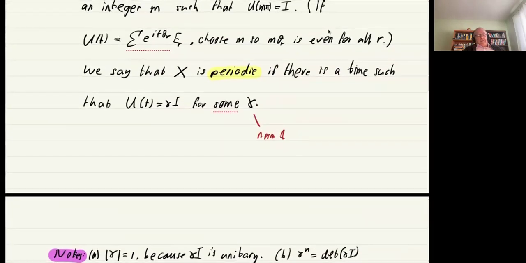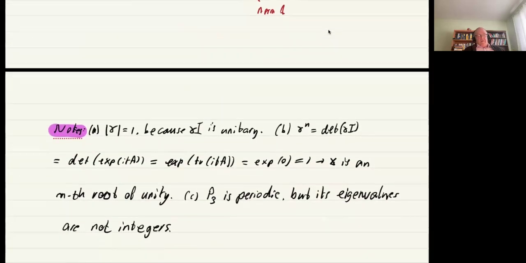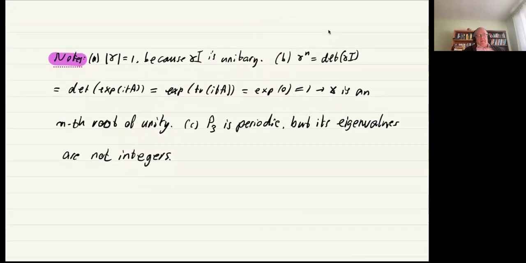So this statement is not really more general than this. Okay, so U(t) is a scalar times the identity, or U(t) is equal to the identity. It makes no difference when you're trying to calculate what's happening.